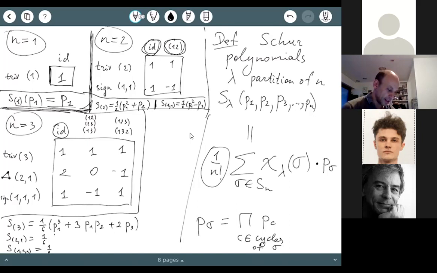So similarly, S21: I have one identity, so I have the coefficient 2 here, right? So I write 2 P1 to the power 3 plus 3 times 0 times P1 P2. So I don't write that, since the coefficient is 0. And then minus 1, but since there are two 3-cycles, it's minus 2 P3. And here, for S111, I have P1 to the 3 minus 3 P1 P2 plus 2 P3.